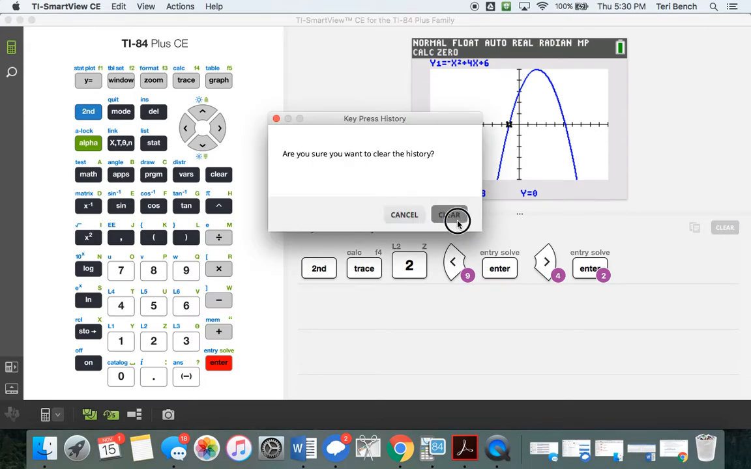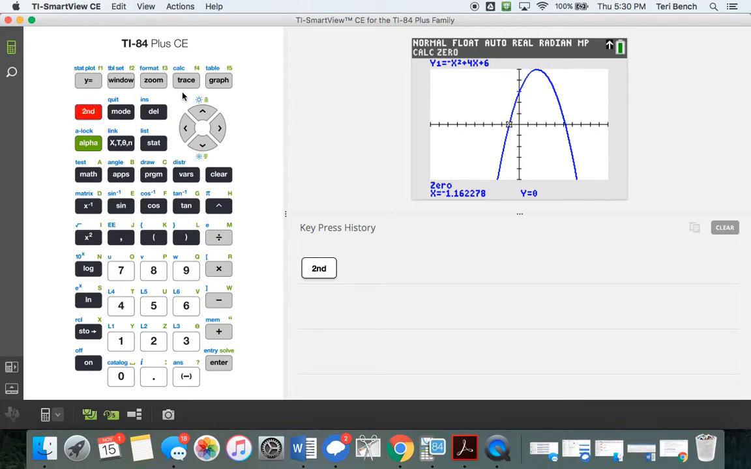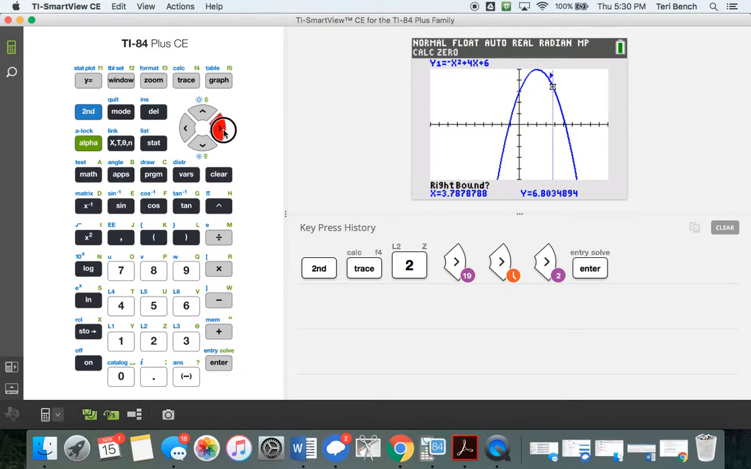Okay, for my second solution, we are going to say second and then calc again. And again, we're going to choose zero, and it's going to ask us for a left bound. So now we're going to scoot over to the other one. Just move your cursor until it's closer, and as long as it's to the left of the x-intercept, that's fine. Then we're going to move it to the right and hit enter. And then we want it to guess where the intercept is between those 2 points, so we're going to say enter. And it says 5.16 and y equals 0. So we're going to write 5.16.